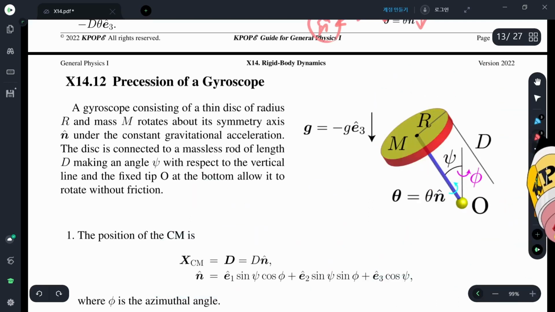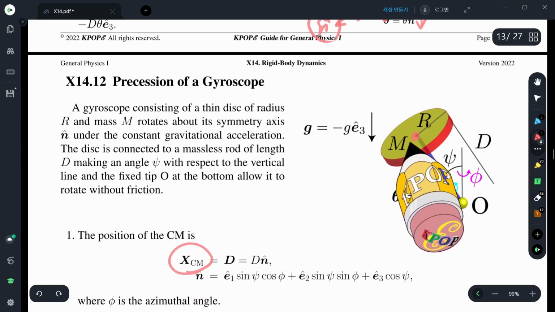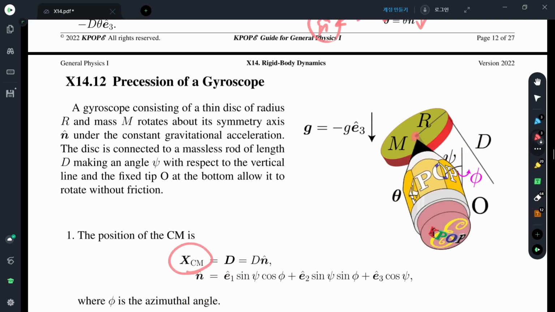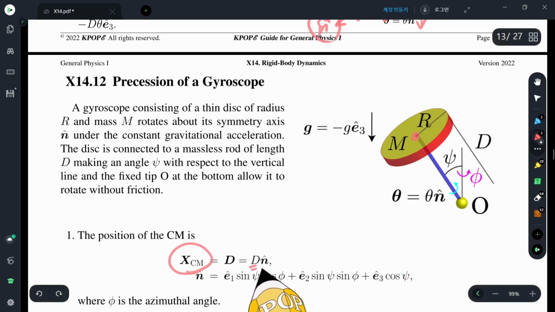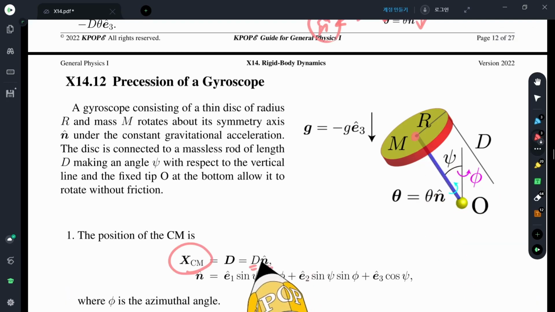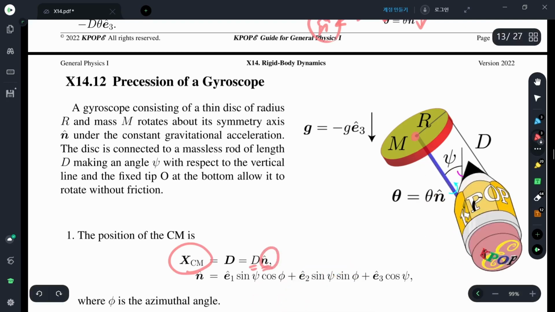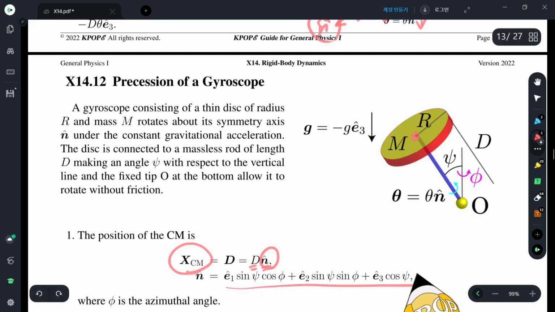Therefore, the position of the center of mass of this gyroscope is capital D multiplied by the unit vector along the direction n hat. That can be described in such a manner.